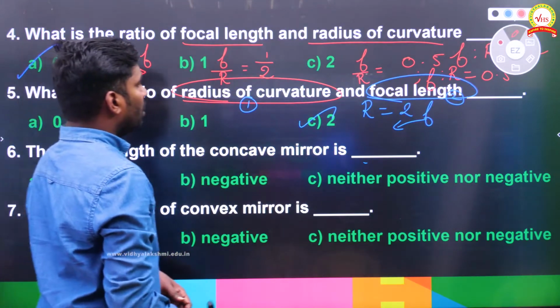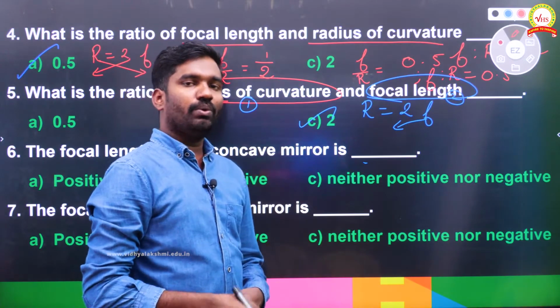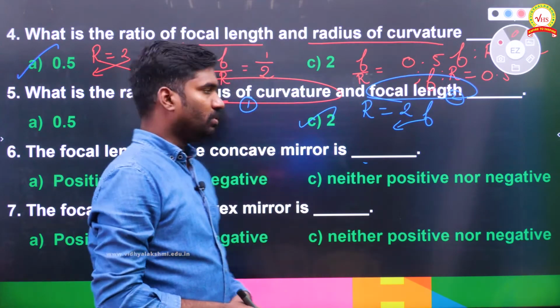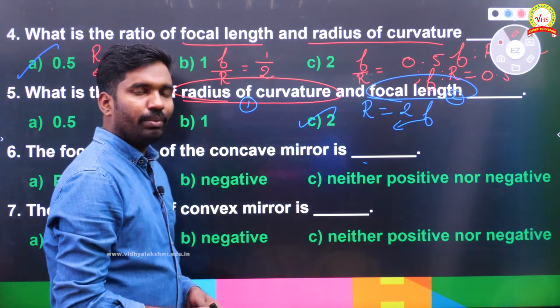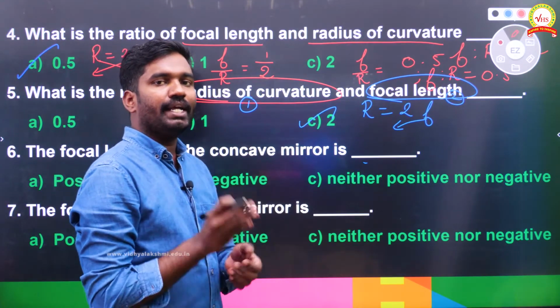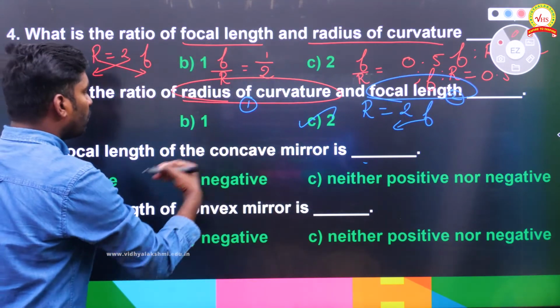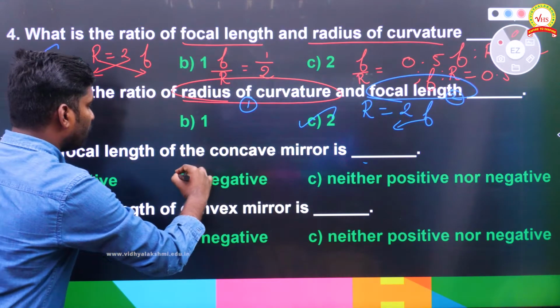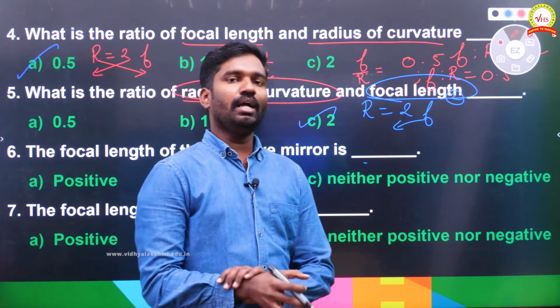The focal length of a concave mirror: is it going to be positive, negative, or neither positive nor negative? Based upon the sign convention, if you are checking a concave mirror, the focal length will be located towards the left from the pole. From the pole towards the left means it must be negative.